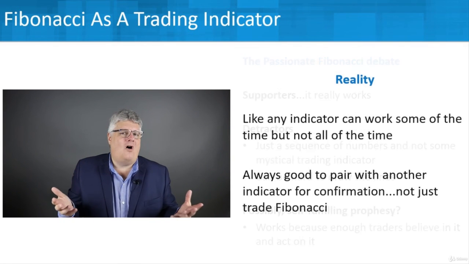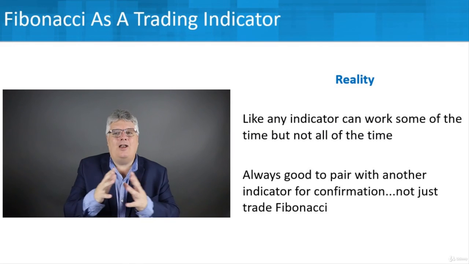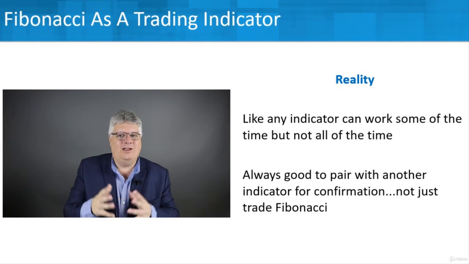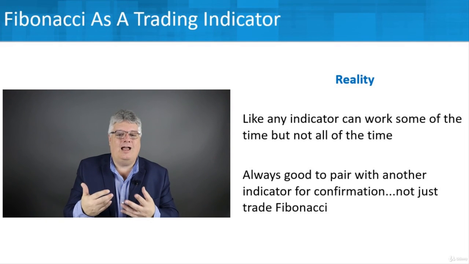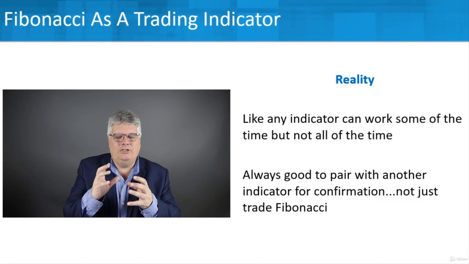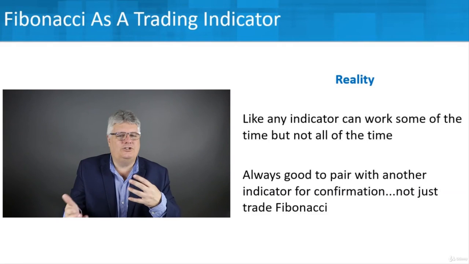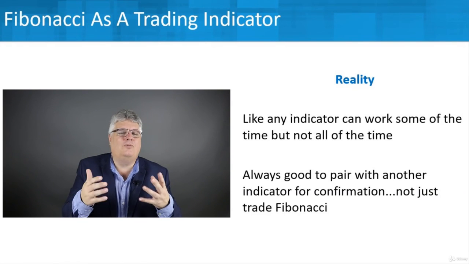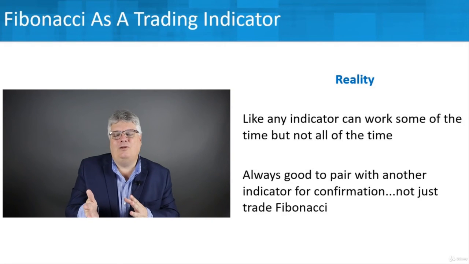And the reality of all this is that any indicator can work some of the time, right? But not all of the time. There are no foolproof indicators. That's why it's good to pair with another indicator for confirmation. I'm really strong on that, especially with Fibonacci. Use another indicator and then confirm with Fibonacci, whether it's moving averages, candlestick charts, candlestick price patterns, whatever it might be. Using more than one indicator can be real helpful, particularly with Fibonacci.